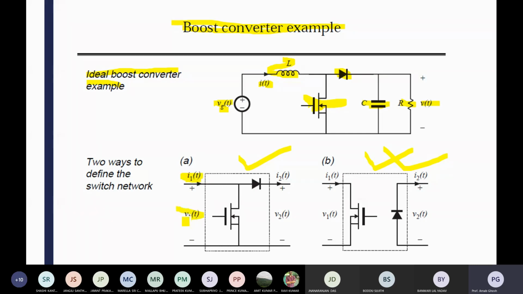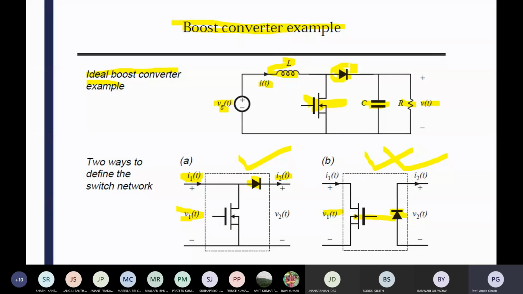So I1, V1 you are considering. From this one, I1 is your IL, and V1 is your VG. In the second case the same thing will also be there, but in the first case the diode is conducting, so you are getting I2 from here. In the other case there is no direct interaction of the diode with that MOSFET, so that portion will be open.